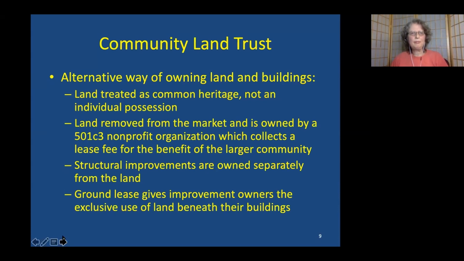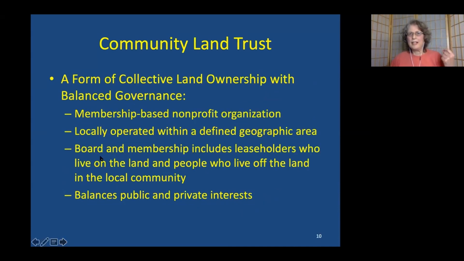A key thing about community land trusts is their method of governance. It's a form of collective land ownership that has a very specific type of governance. It's a membership-based nonprofit organization which operates within a defined geographic area. And the board is structured so that it includes both leaseholders who live on the land, as well as people who live off the land in the local community.